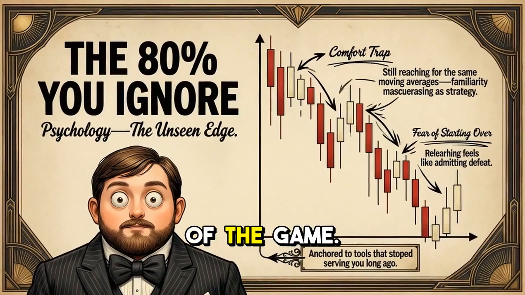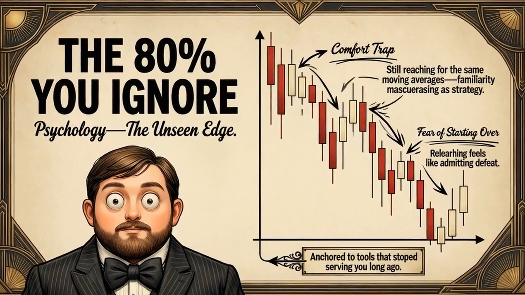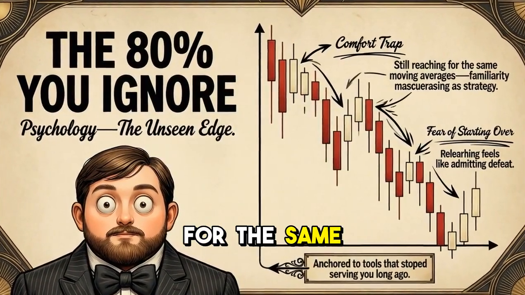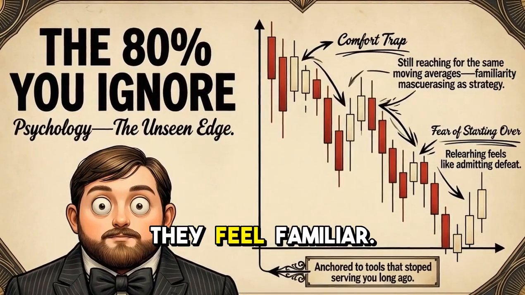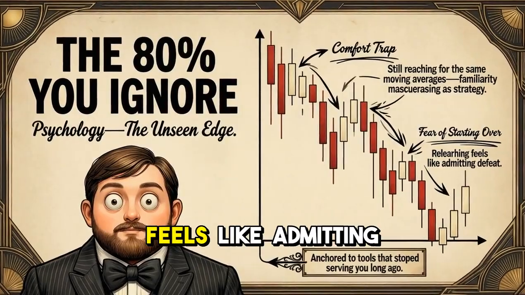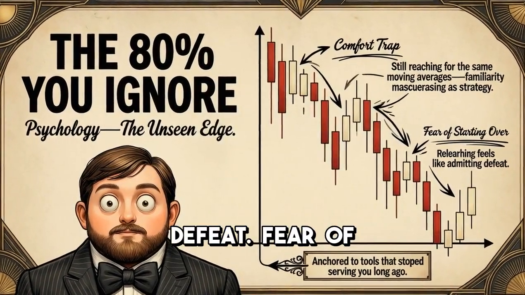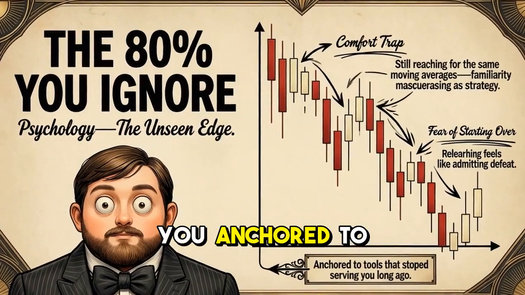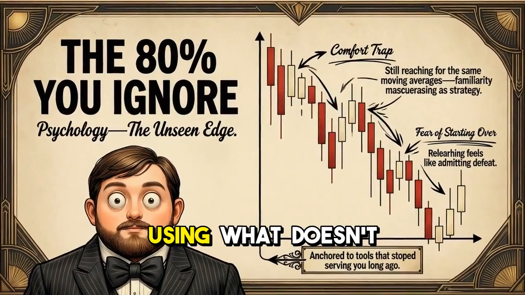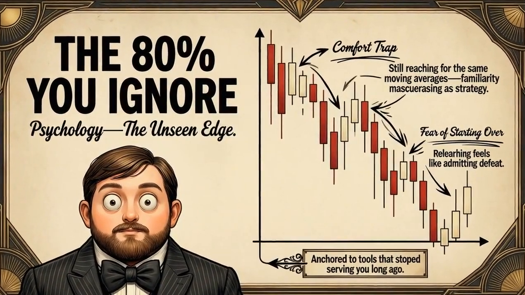The indicators are only 20% of the game. This next part, psychology, is the other 80%. You still reach for the same moving averages because they feel familiar. You've poured years into learning them. Relearning feels like admitting defeat. Fear of starting over keeps you anchored to tools that stopped serving you long ago. But why do you keep using what doesn't work?